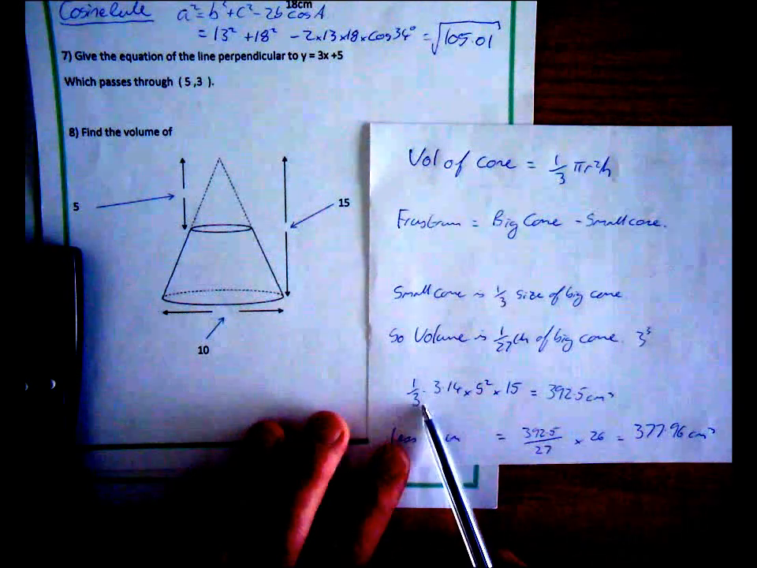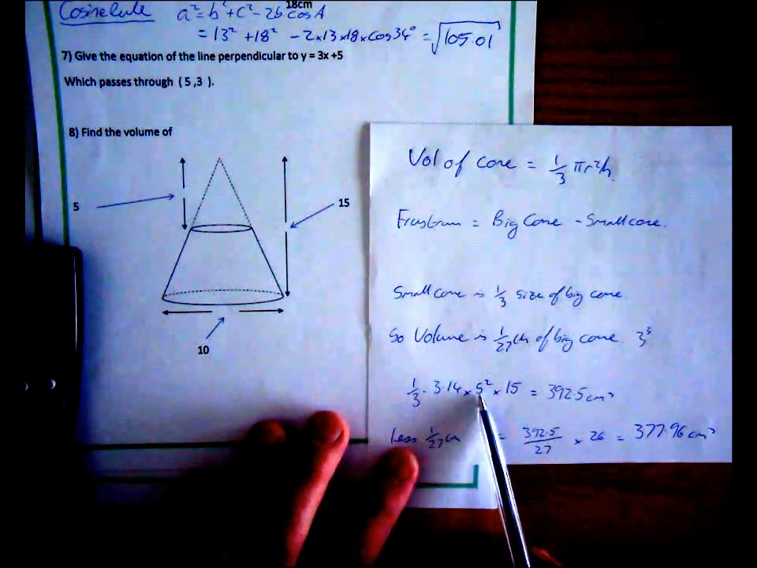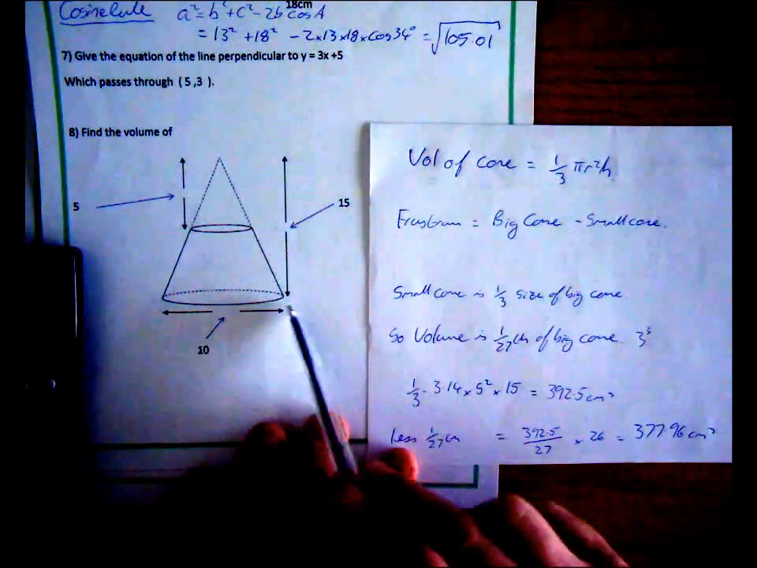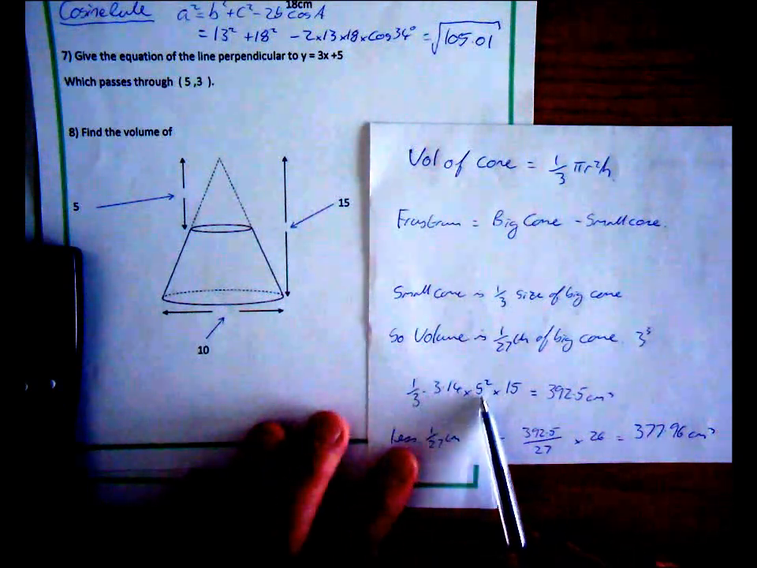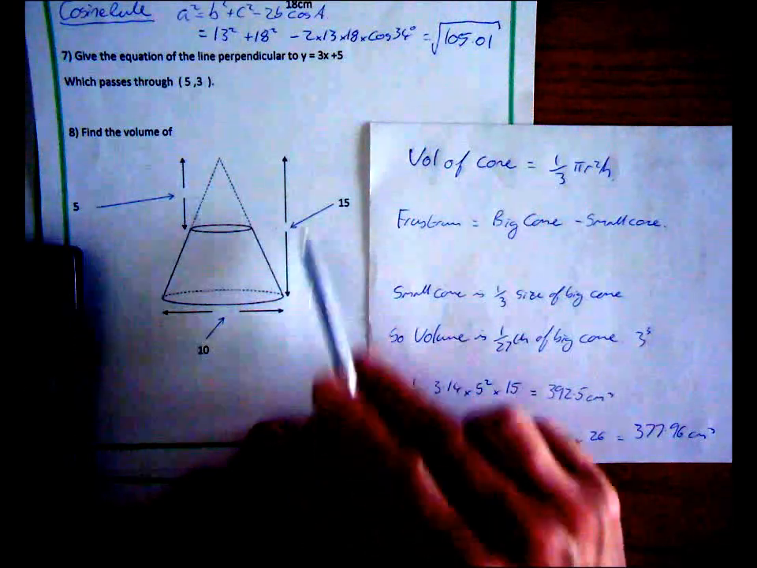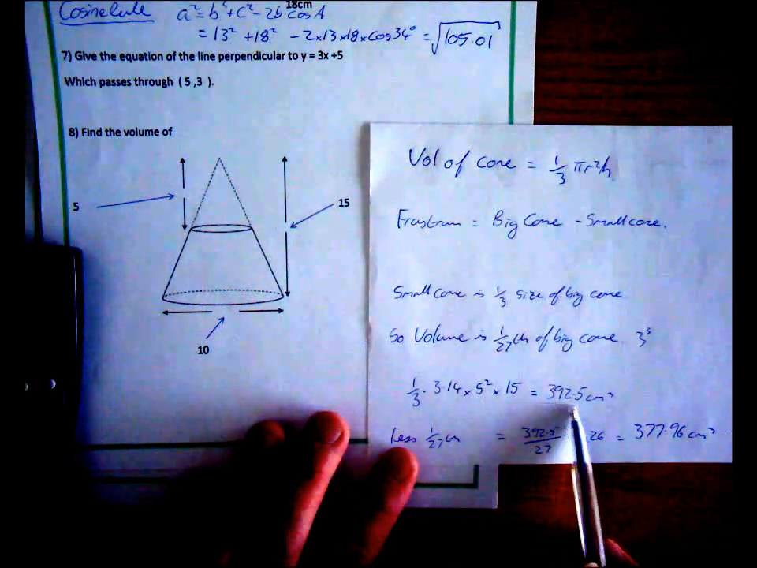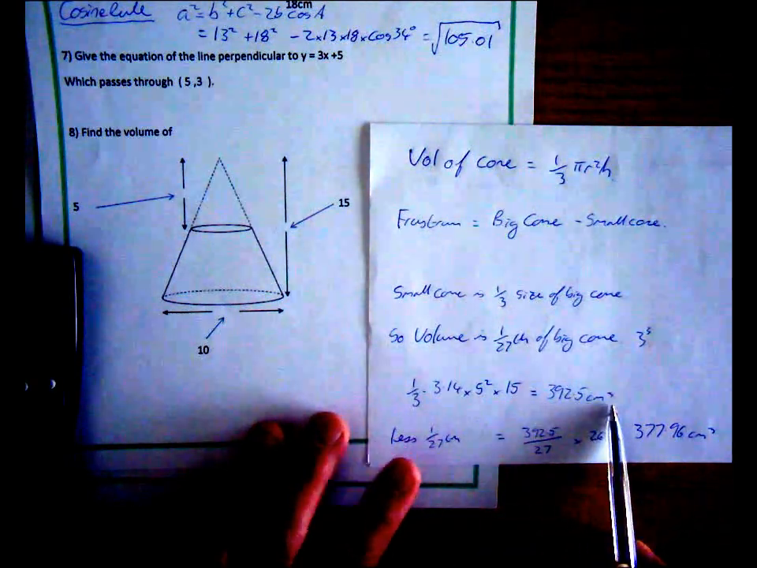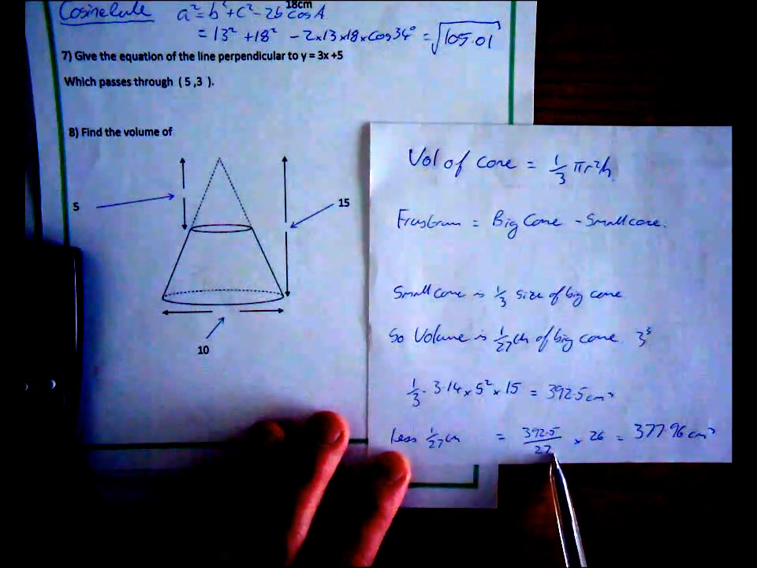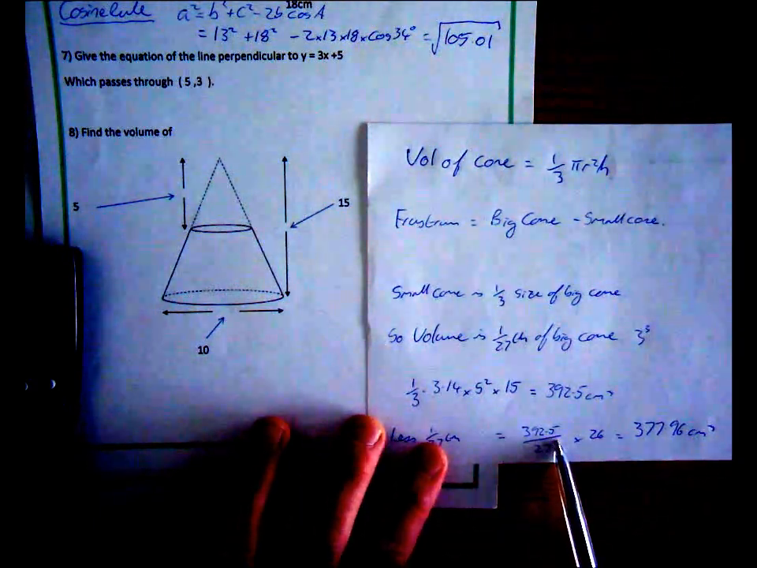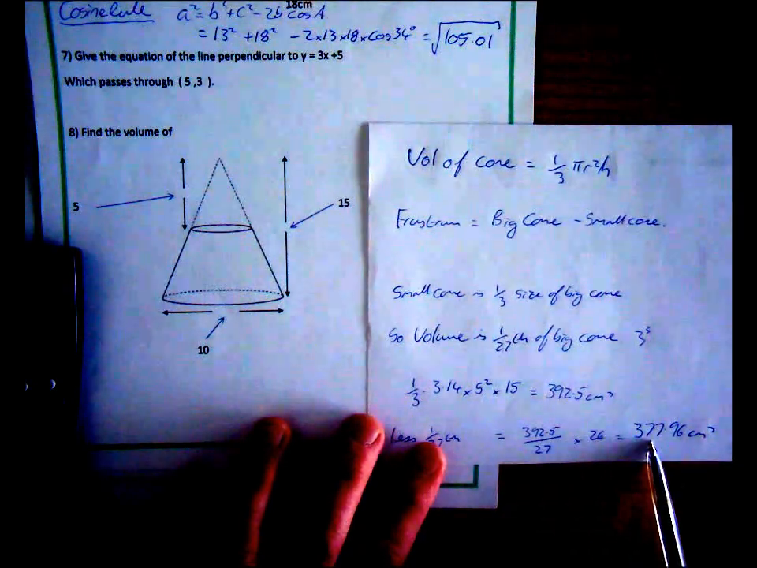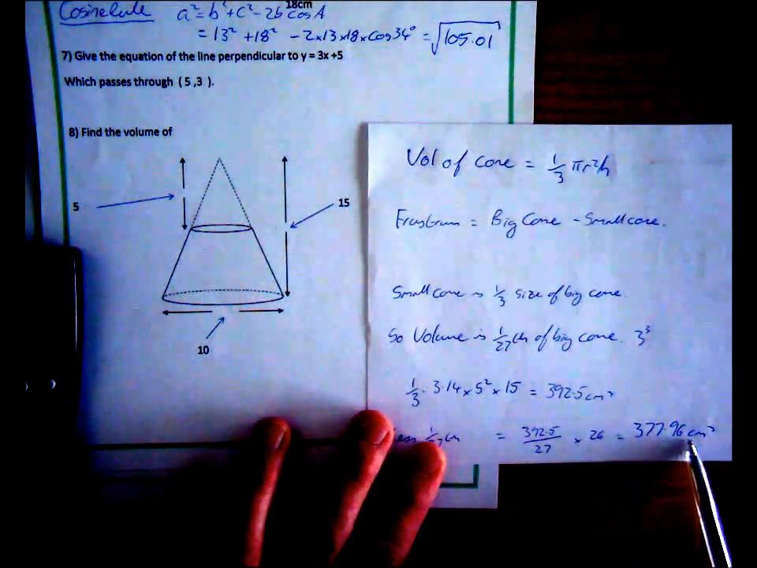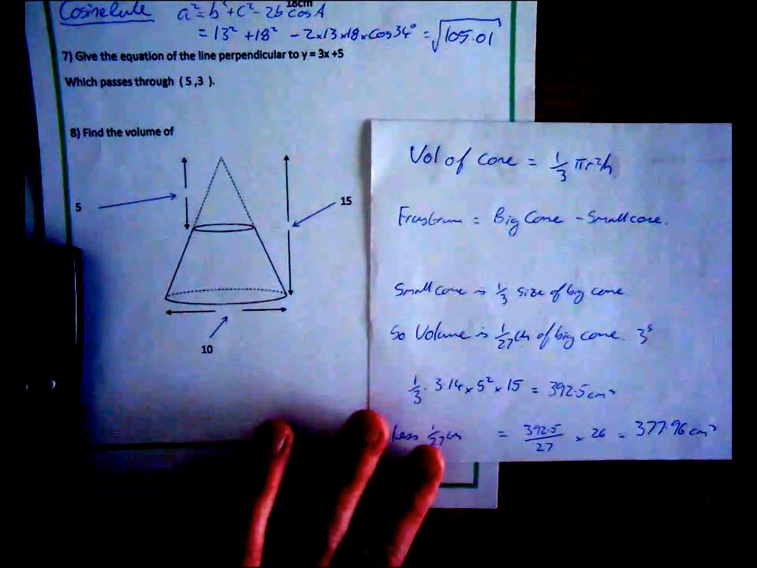So the volume of the big cone, 1/3 pi, radius is 5 because the diameter at the bottom is 10, so half that to get me 5. 5 squared times the height 15. That's 392.5 centimeters cubed. So if I divide that by 27, I find the 27th of it. If I times by 26, it's the same as knocking off a 27. We'll have 377.96 centimeters cubed.